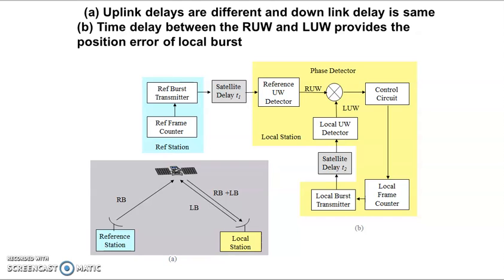A reference station consists of whatever the burst is transmitting, which is useful for synchronization purposes. So we can calculate how much the time difference is between that reference unique word and the local station unique word. So we can find out how much the position error is for this given local burst. This is simply to identify how much error there is in the particular system. That's why we have a burst synchronization circuit in this particular case.